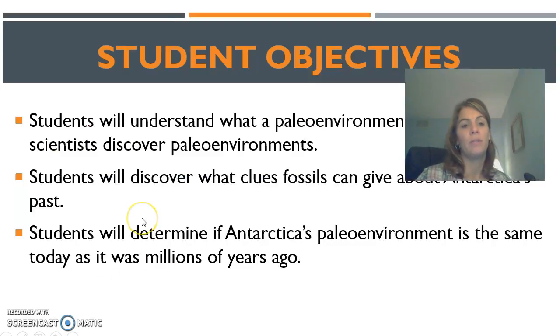All right, student objectives today. Students will understand what a paleo environment is and how scientists discover paleo environments. Students will discover what clues fossils can give about Antarctica's past. And students will determine if Antarctica's paleo environment is the same today as it was millions of years ago.